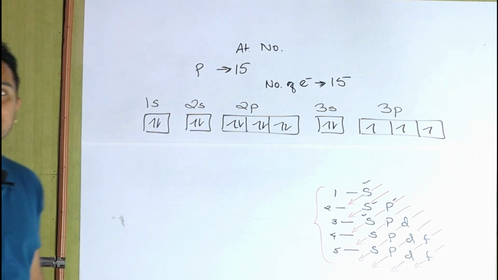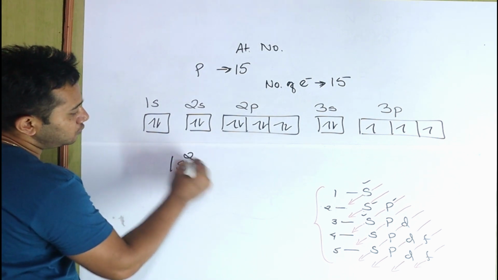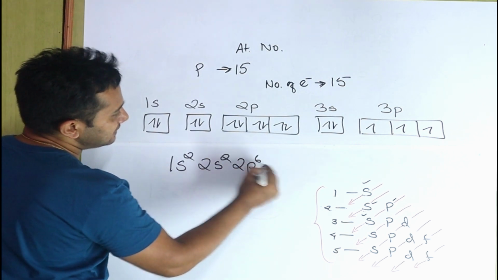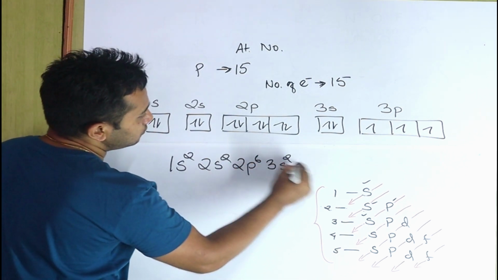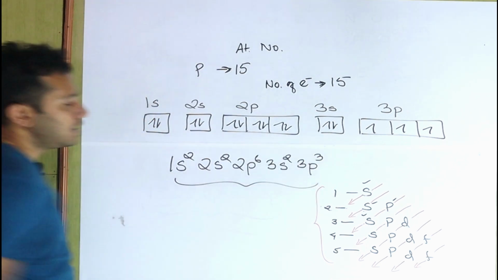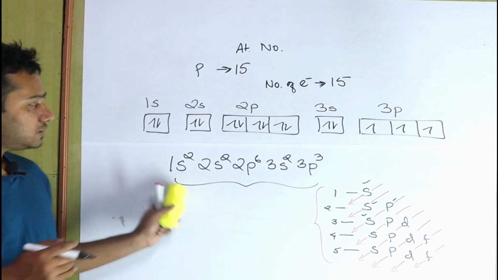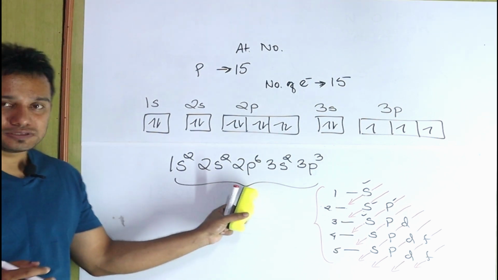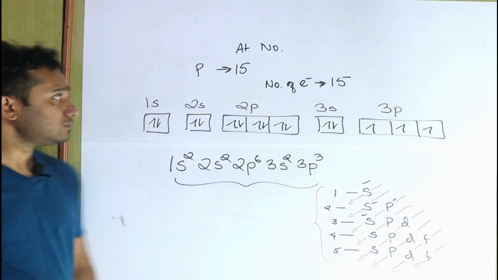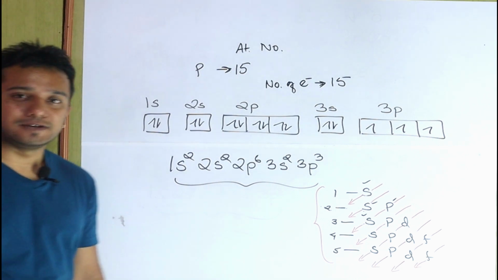So now we will write the electronic configuration again: 1s2, 2s2, 2p6, 3s2, 3p3. So this is the electronic configuration of phosphorus. Now we'll go for atomic number 16.